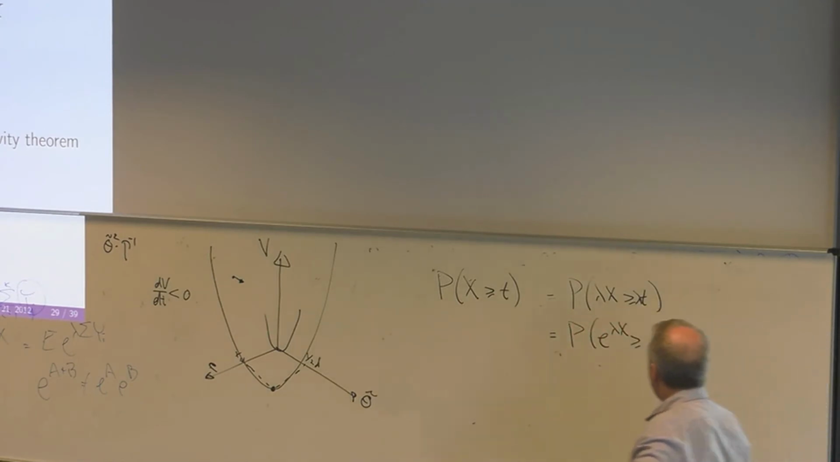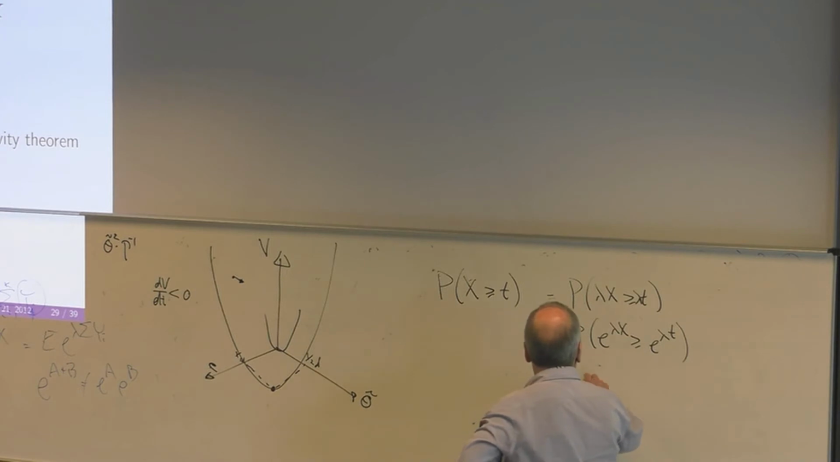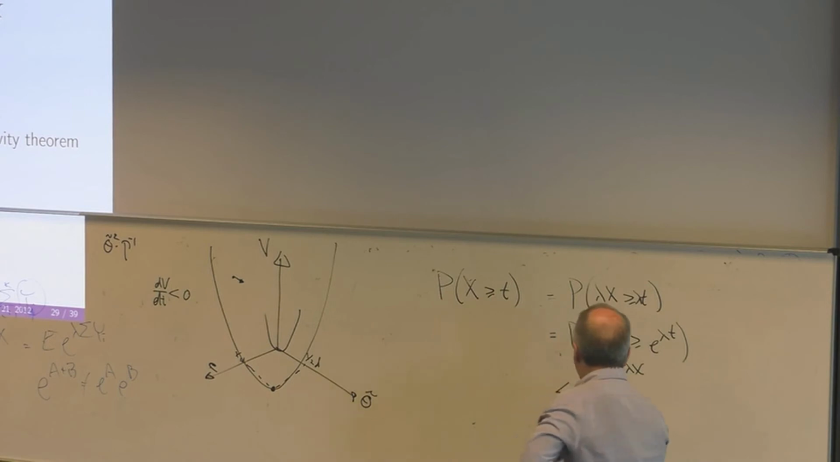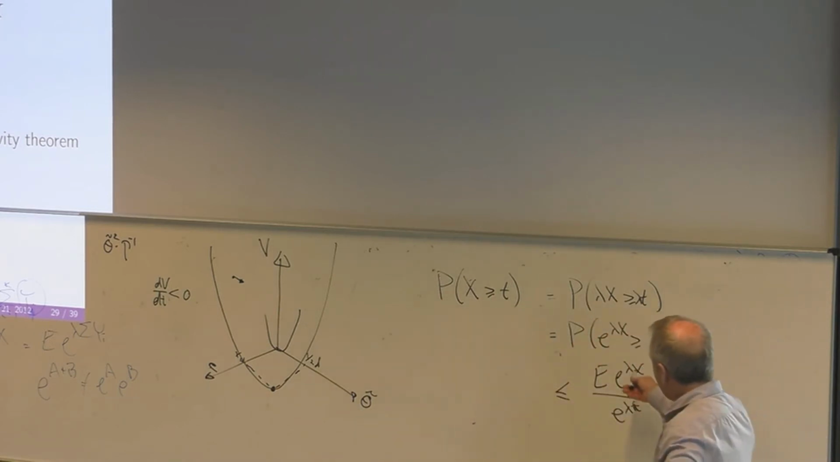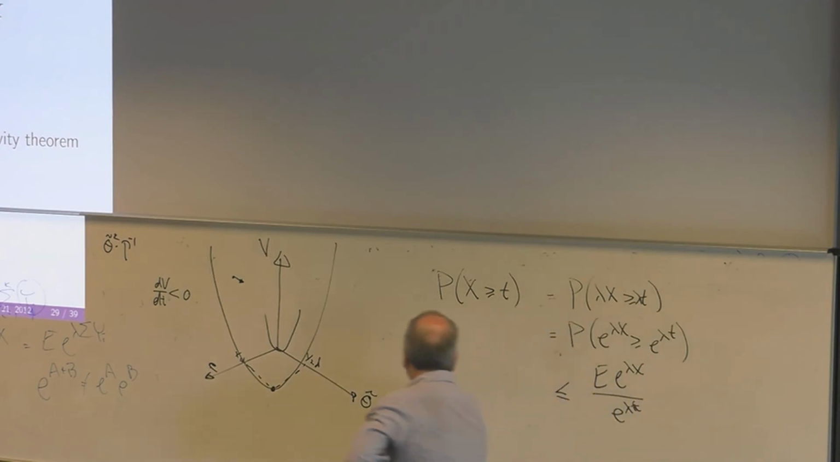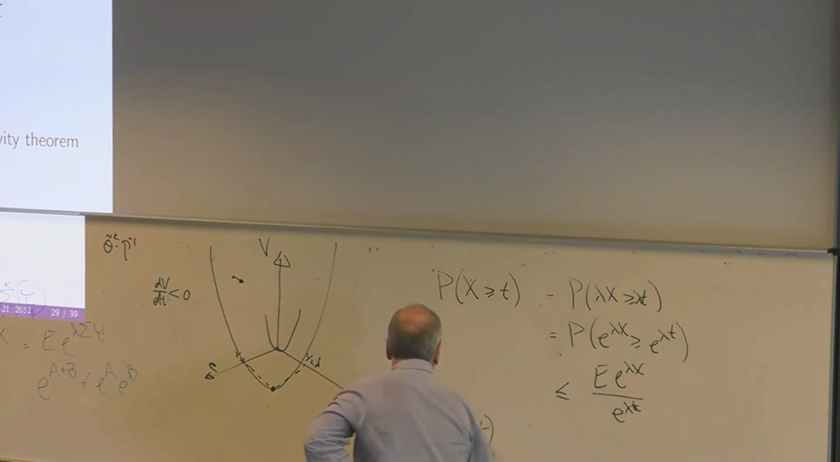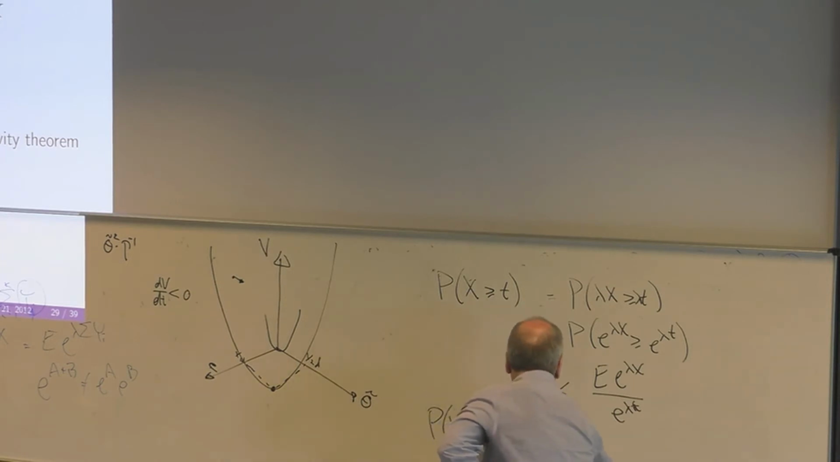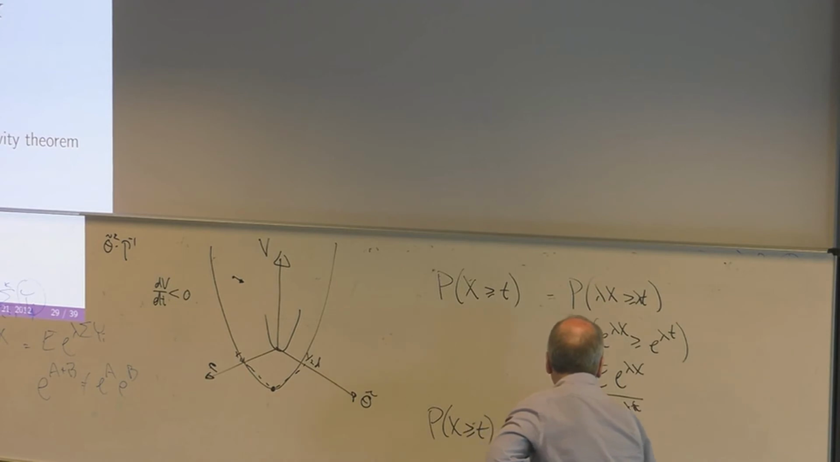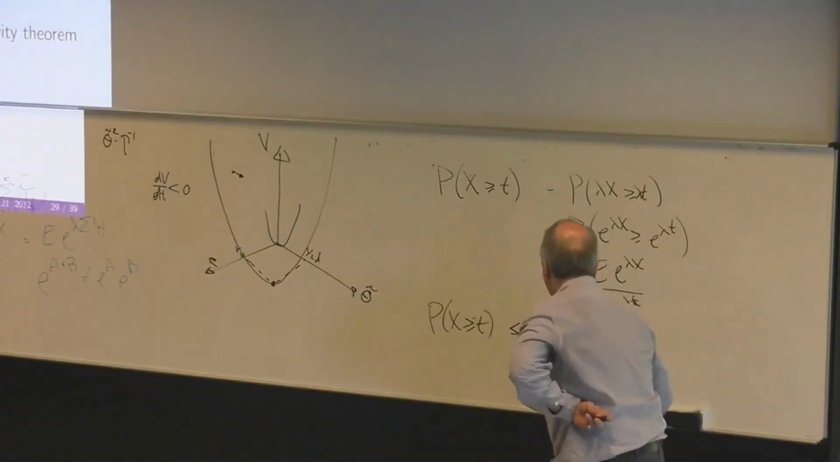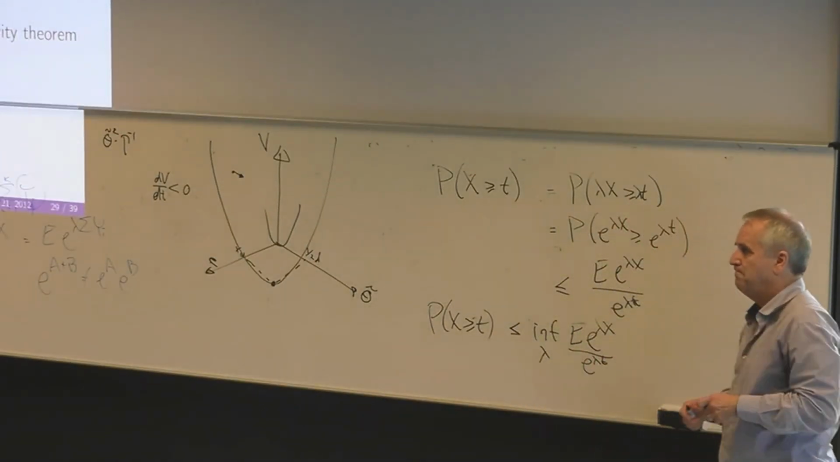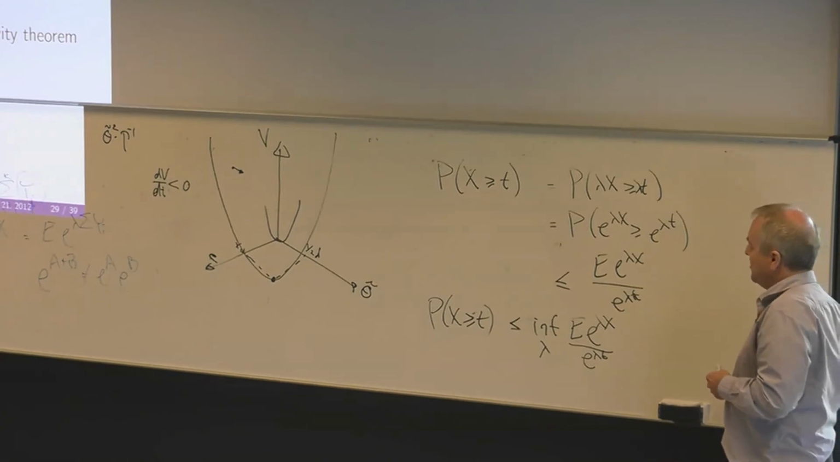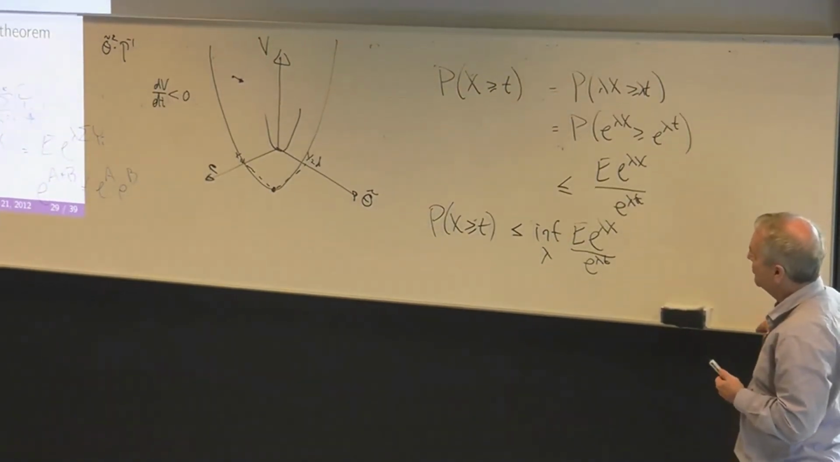And now I'm going to use Markov. So this is going to be less than or equal to the expectation of e to the lambda x divided by e to the lambda t. That's just Markov, right? And then I'm going to minimize the right-hand side over lambda. So I'm going to get that the probability of a fluctuation above some point of some random variable is less than or equal to the infimum over lambda of the moment generating function divided by e to the lambda t. And I can take logarithms here and get this into a sum. Okay? So those are the first steps of any kind of classical approach to concentration.